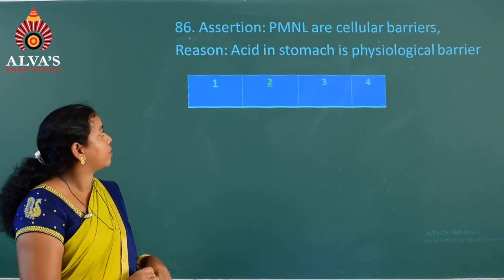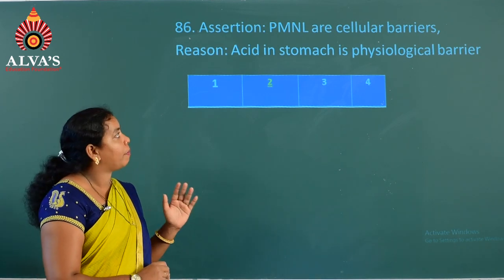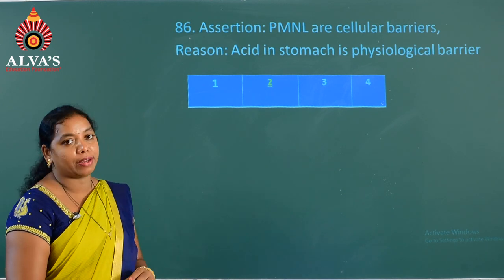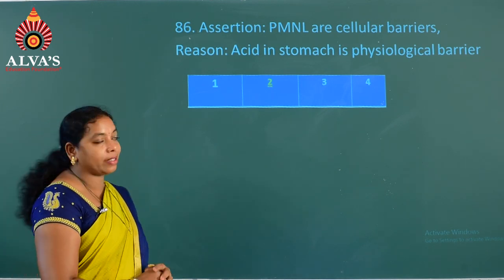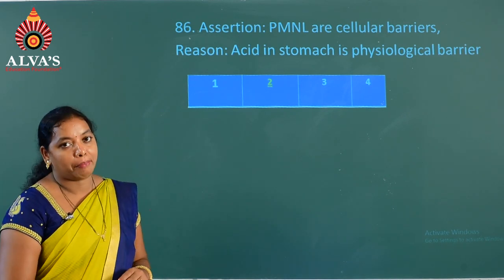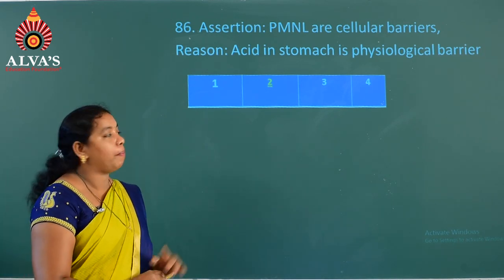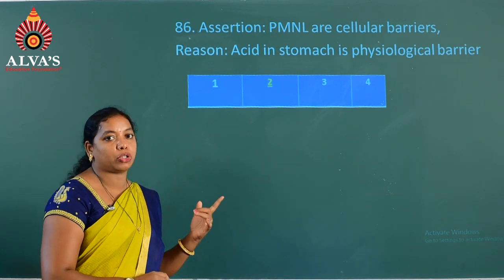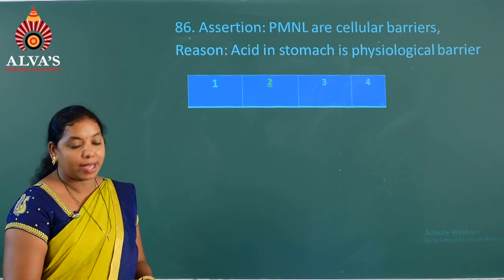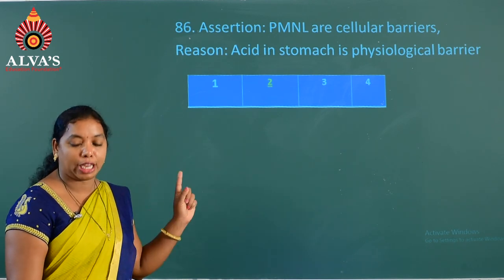Moving on to question number 86. Assertion: PMNL, polymorphonuclear leukocytes, are cellular barriers. It is true. Reason: acid in the stomach acts like a physiological barrier. So both are true, but the reason is not a correct explanation for the assertion. Hence we'll go with the second option. So the answer for question number 86 is the second option.